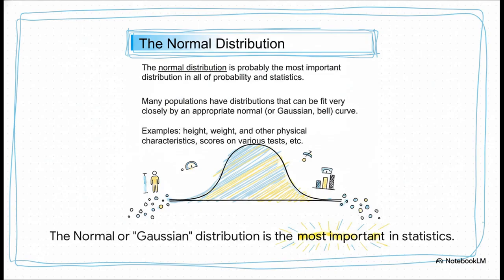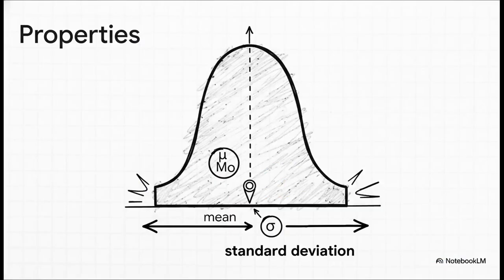Why? Well, it's because of a powerful concept called the central limit theorem. The short version is that when you add up a whole bunch of small, independent, random factors, their combined effect just naturally settles into this beautiful, predictable bell-shaped curve. So what makes it tick? Well, the normal distribution has some really elegant properties.